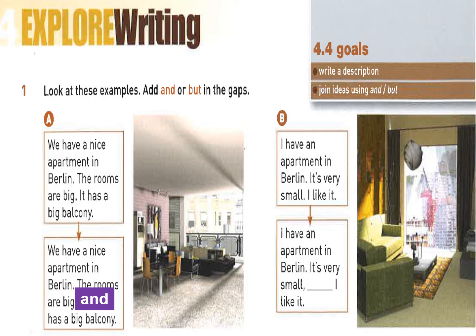However, now look at exercise B. I have an apartment in Berlin. It's very small. I like it. So here, it's very small. It's a bad thing. But I like it is a good thing. So there's a difference here. So when we join them with but. I have an apartment in Berlin. It's very small, but I like it.